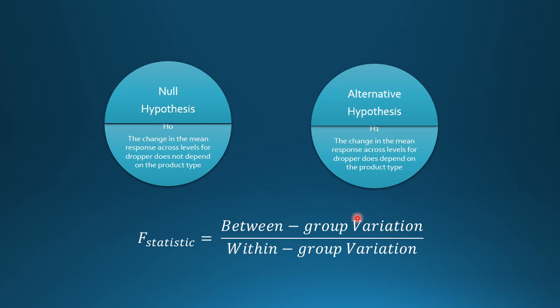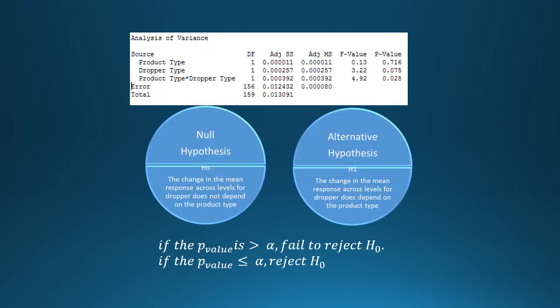If the between group variation is small relative to the within group variation, there is little evidence that the population means differ. On the other hand, if the between group variation is large relative to the within group variation, evidence suggests that the population means are not the same. The F statistic suggests that a difference is present.